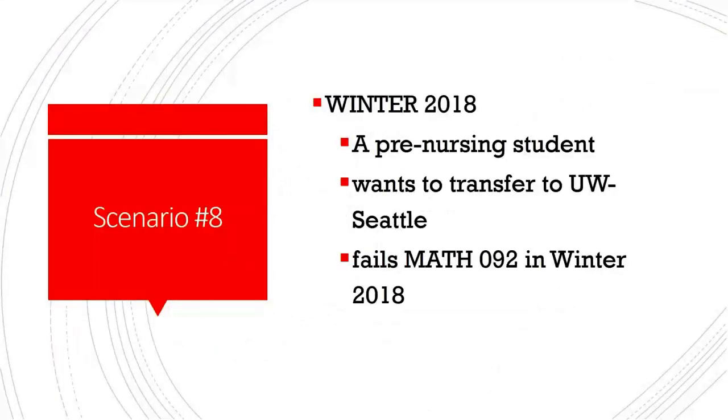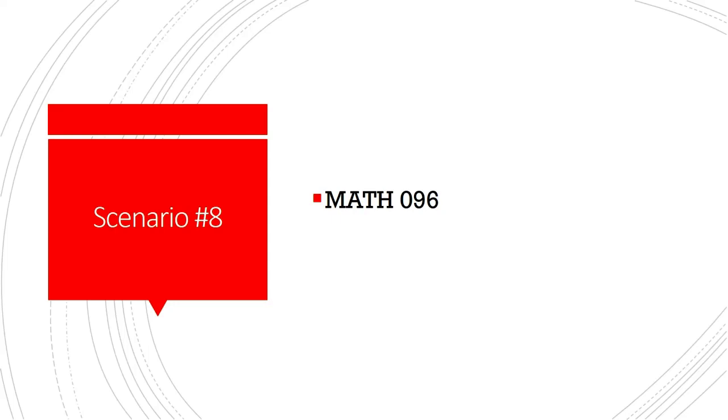Okay. Winter 18, pre-nursing student, wants to transfer to UW Seattle, fails Math 92 winter quarter. What are they going to take? Hopefully you got that right, Math 96, because remember UW and Seattle U require them to go through that pathway.